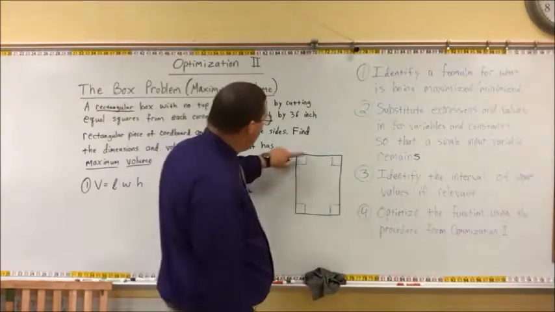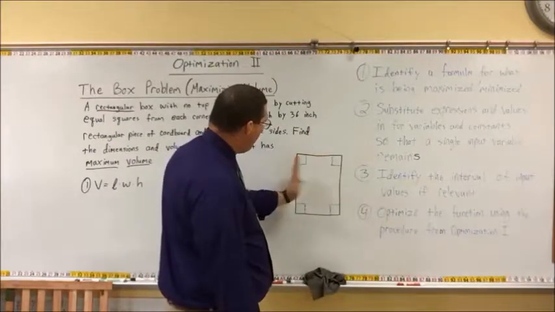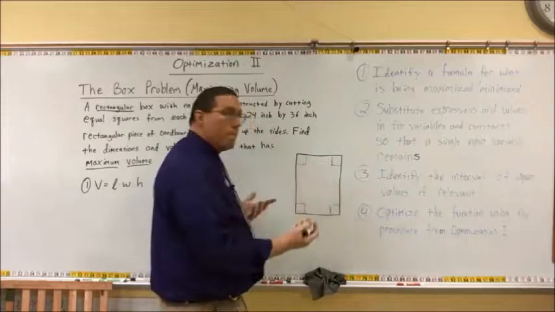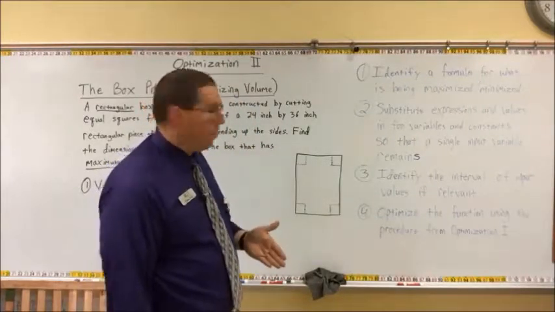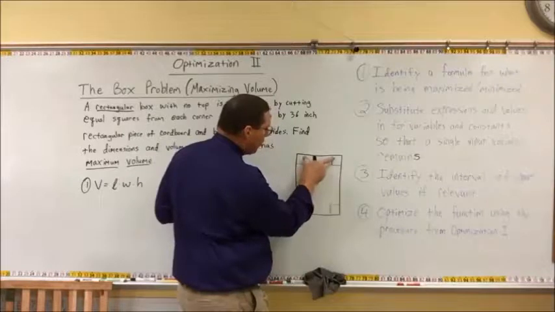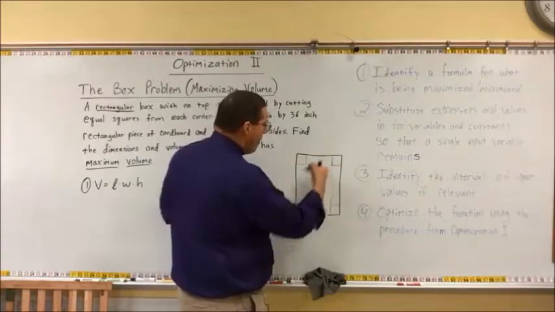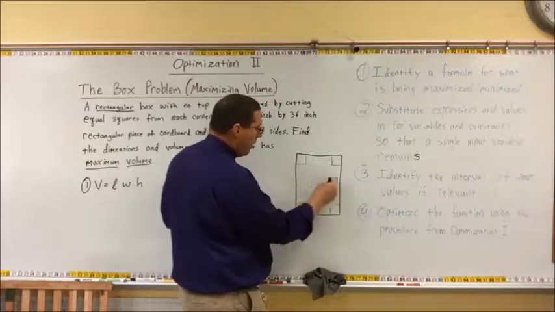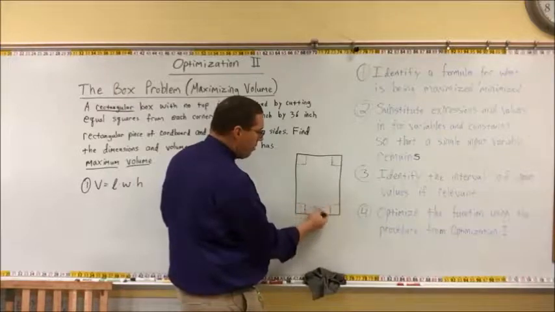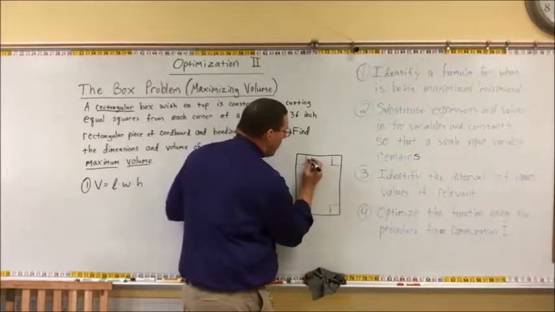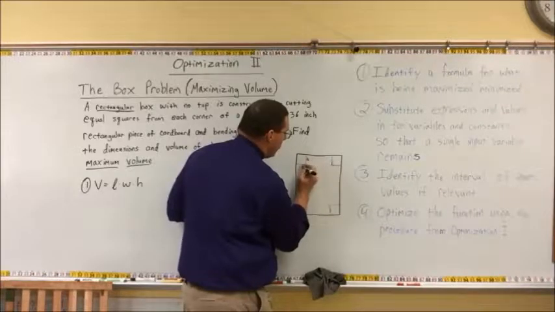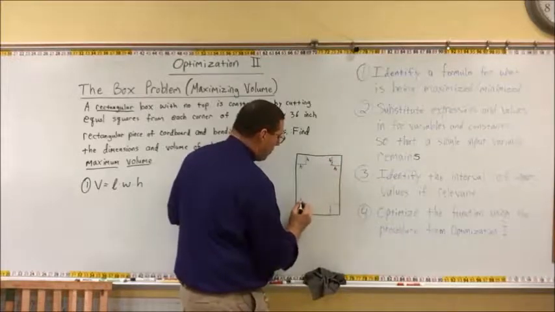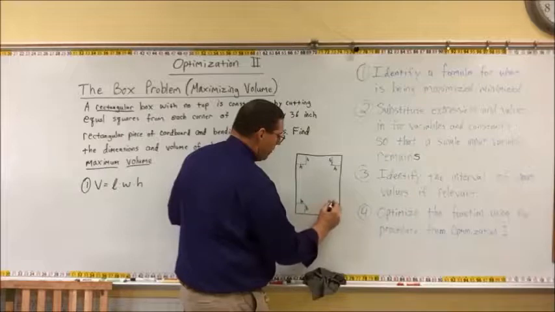The idea is that when you cut out these corners and fold up the sides, the dimension of this square winds up being the height of the box. Because when you take this little flap here and fold it up, that flap becomes how tall the box is. And this flap is the same height, and this flap is the same height, and this flap is the same height. So all these dimensions on the square are equal to the height of the box, H.